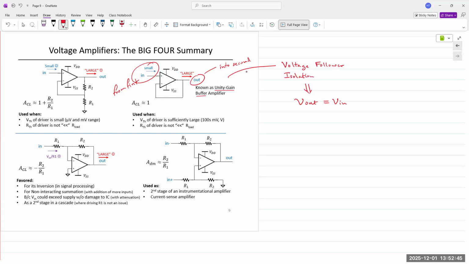Okay. So again, the three names for the circuit come from the fact that the gain is 1. The output voltage follows the input voltage exactly as it's sent in, and it is used to isolate. It's used as a buffer to isolate two cascading stages of any circuit. Okay, yes.